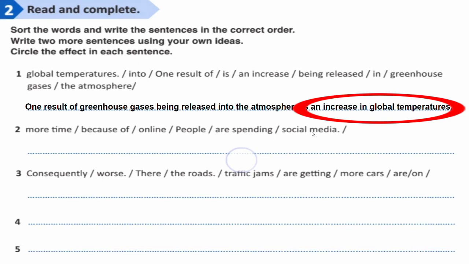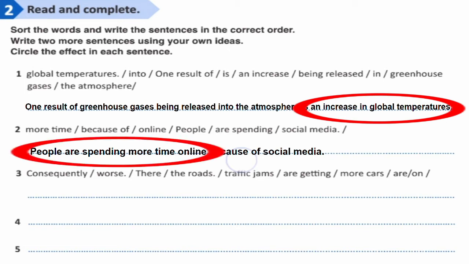Excellent. Number 2, we have more time, because of, online, people are spending, social media. We have some clues. We have a full stop here. This expression is at the end of our sentence. We have a capital letter here. This is at the beginning of our sentence. So we have people are spending more time online because of social media. The effect: people are spending more time online because of social media.